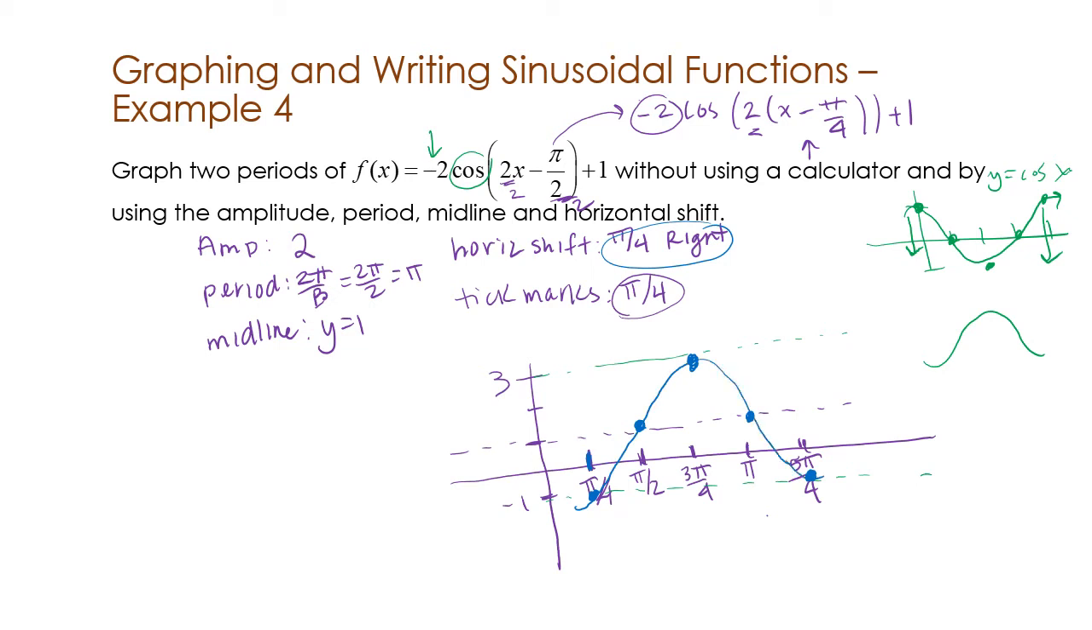And then you can continue going if you wanted to have 2 periods by continuing to add pi over 4 each time to get more tick marks. And then you can continue this on in the same pattern.